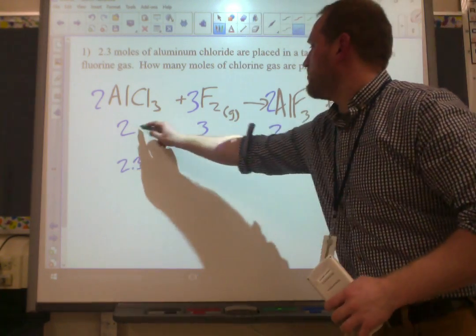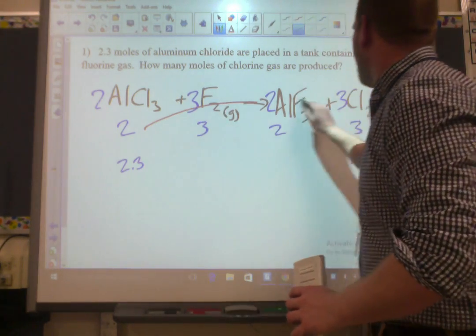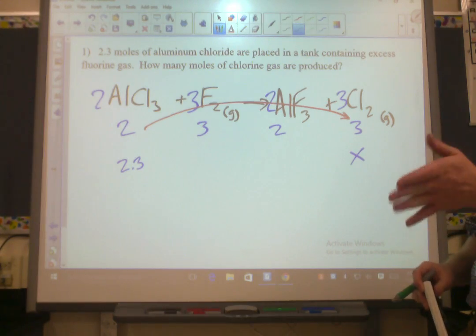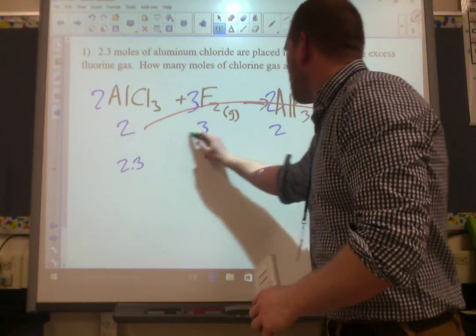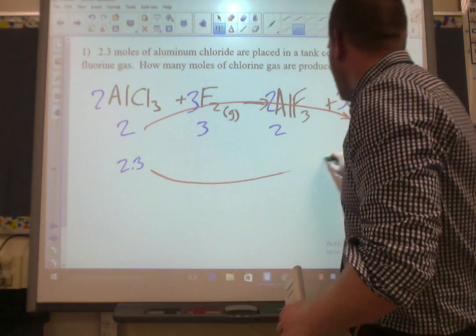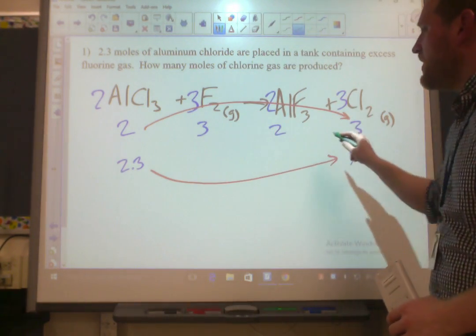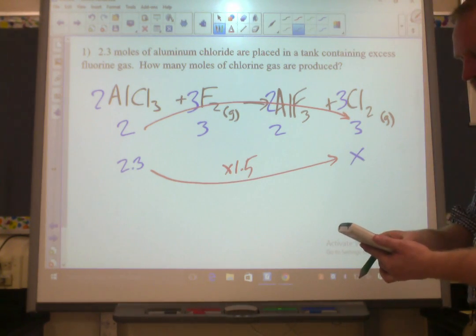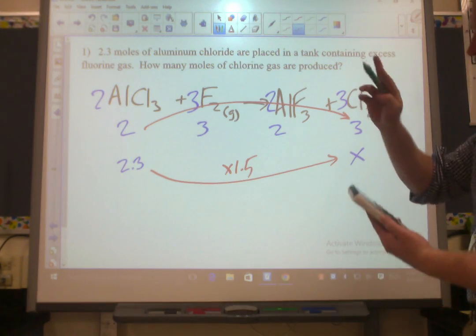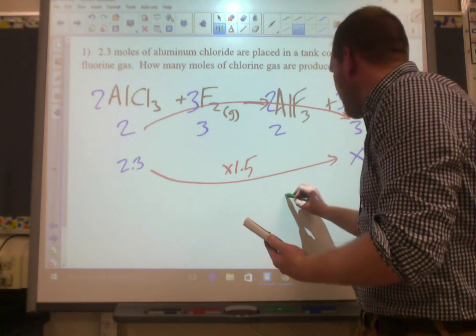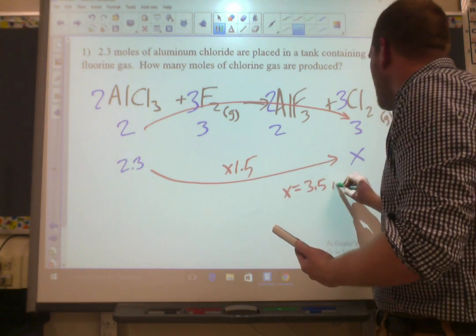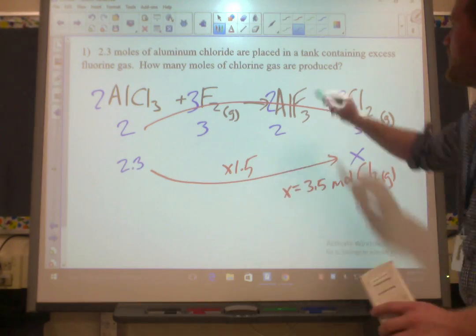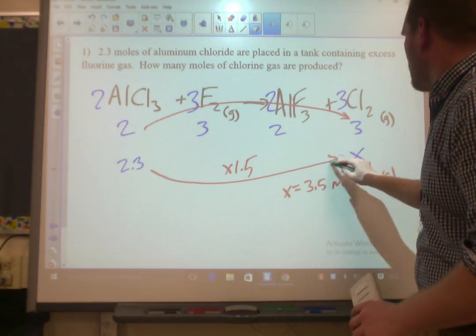So I'm seeing a 2 to 3 mole ratio. When I see 2 to 3, I'm thinking, how do I get from 2 to 3? Well, you multiply by 1.5. So I'm going to multiply the 2.3 times 1.5, because that's the same thing here. 2.3 times 1.5, and with my 2 sig figs, I'm going to say 3.5. X equals 3.5 moles of Cl2 gas. Final answer. Let's check the other way and just make sure it works.